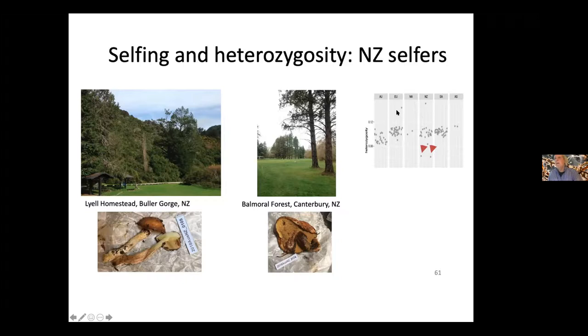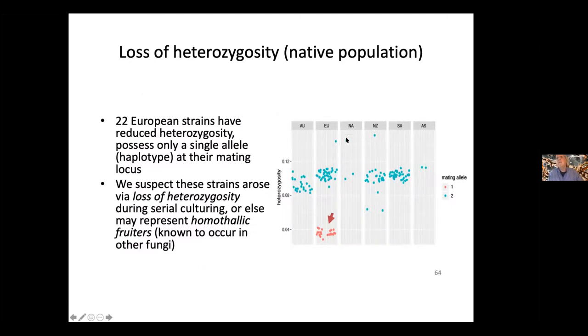Now there's a couple of data points that are relatively high. Let me just jump back here. Some of these other strains with high heterozygosity may actually represent strains that have crossed back to the original parental source population. So these are super heterozygous, or hyper heterozygous. And then finally, within the European population, some of our cultures also had reduced heterozygosity. We believe that these may actually represent haploid or monokaryotic strains of Suillus luteus. We don't know how they got that way, but we suspect that they may have lost one of their nuclei as a result of long-term serial culturing.